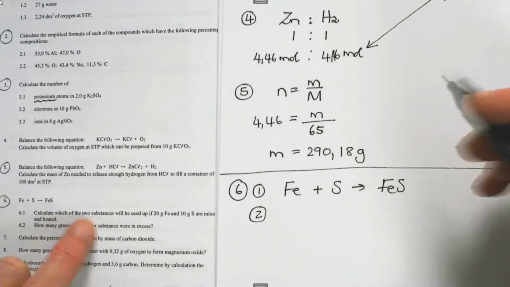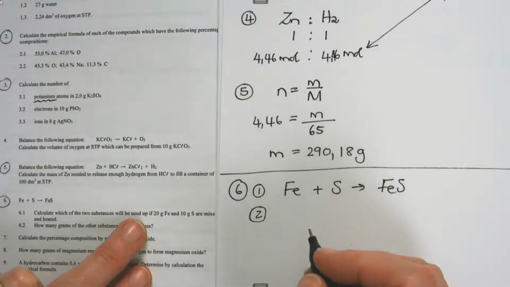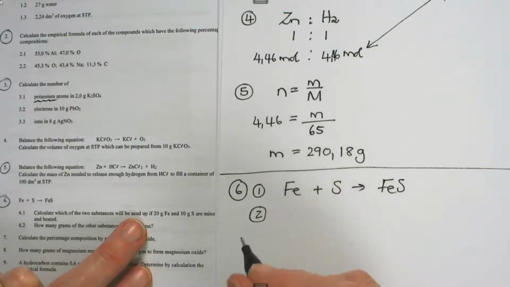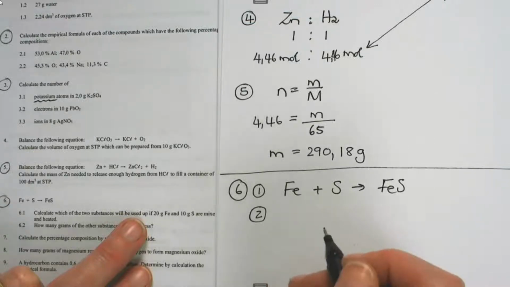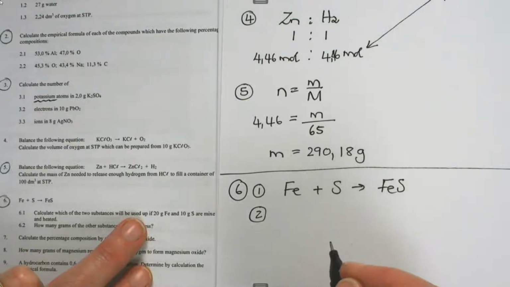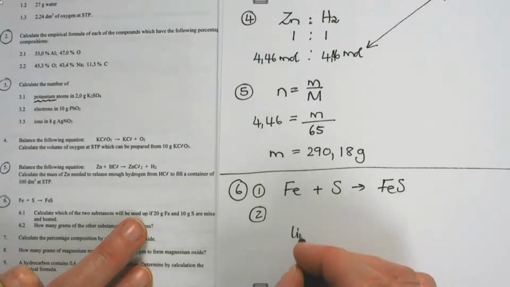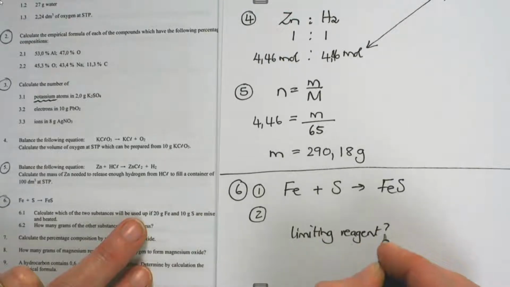Calculate which one of the two substances will be used up. Okay, used up means that is the one that is not in excess. Excess means I've thrown in too much of it. If it is in excess, there's too much, so they will be left afterwards. If it's used up, we call it a limiting reagent. So I want to know which one is the limiting reagent. I don't know which one, but that is my question.